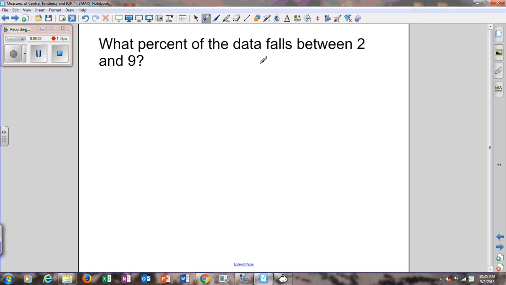What percent of the data falls between 2 and 9? That's your interquartile range, or IQR. Your interquartile range is the distance from Q1 to Q3. For IQR, or the distance between Q1 and Q3, it should always be 50% of the data. So when they ask that question, that should be your answer every time, 50%.